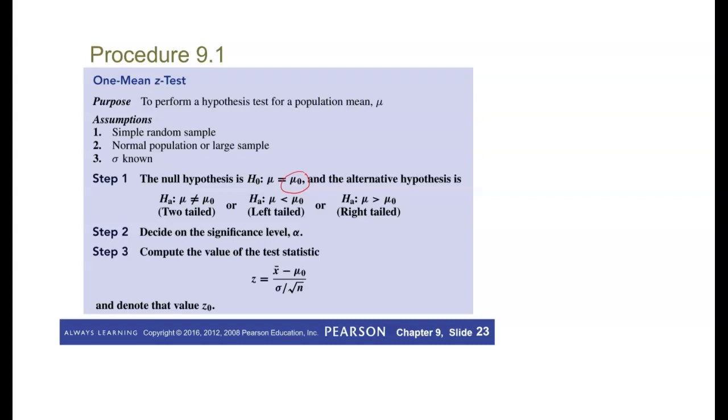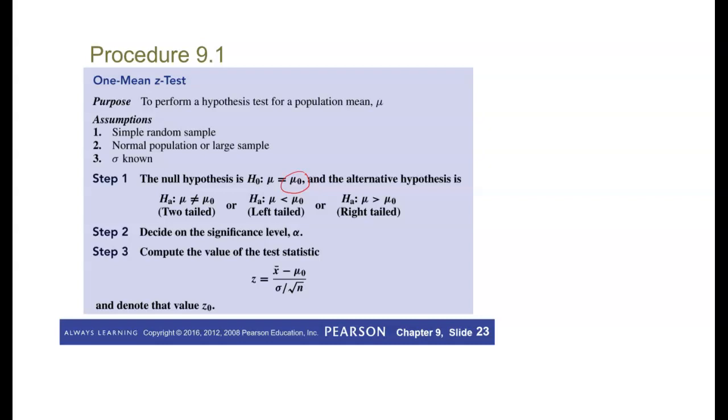Your alternative hypothesis is going to depend on the wording within the problem, which is either going to say it is just different from that, it is less than that, or we believe it is greater than that. And that's going to determine if you do a two-tailed, left-tailed, or right-tailed. You never do all three, it's always one of them. Step 2, this is where you list all your important information. But now we're going to be concentrating on step 3, where we actually compute that test statistic.